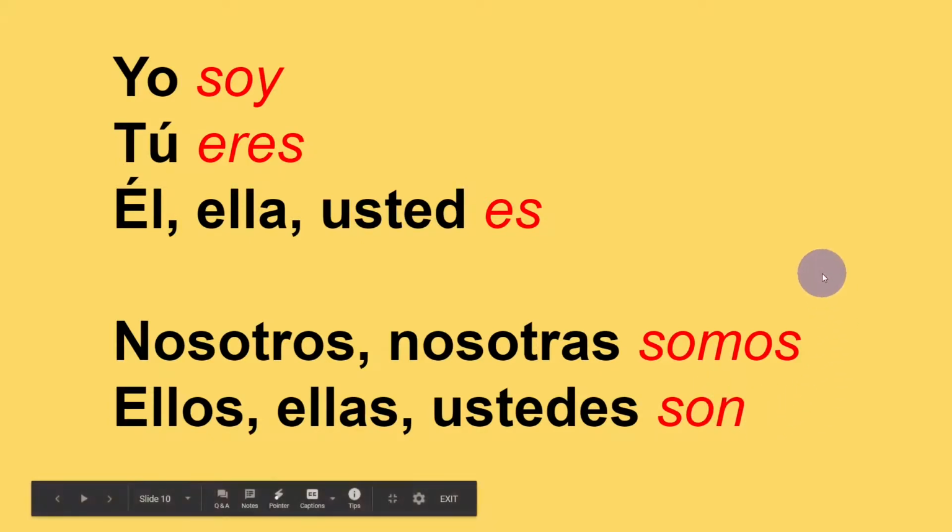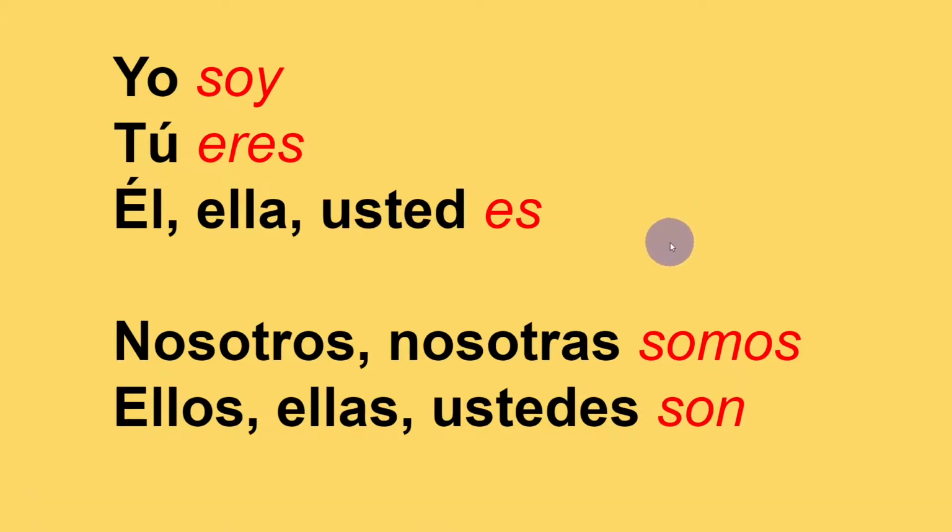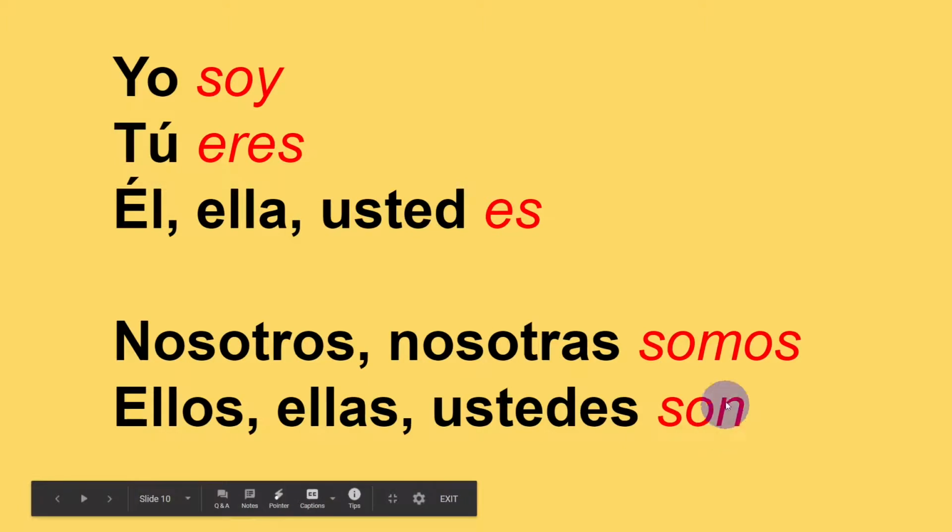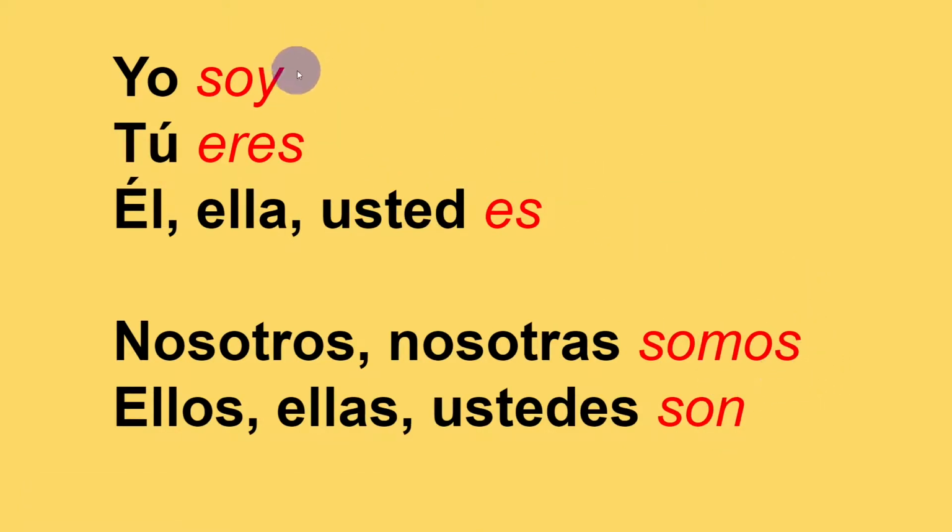Very good, very good. Good progress. As I told you earlier, él, ella, usted use the same verb, es, same conjugation. Nosotros, nosotras somos, same conjugation. Ellos, ellas, ustedes, same conjugation, son. So this is how you need to memorize them. This is how you need to remember them. Okay? Very good. Let's move on.